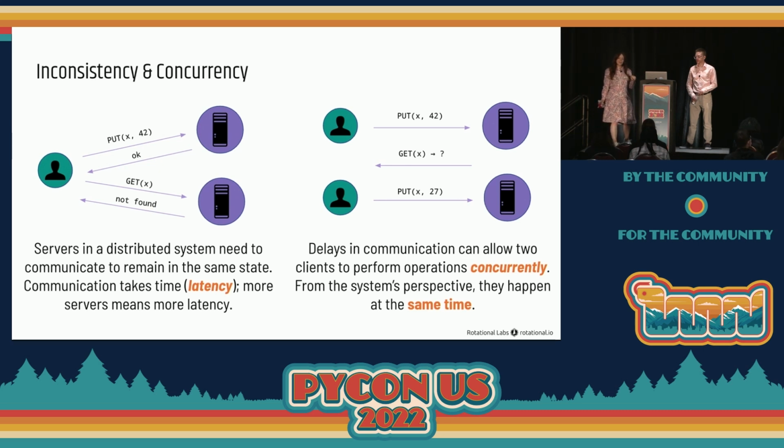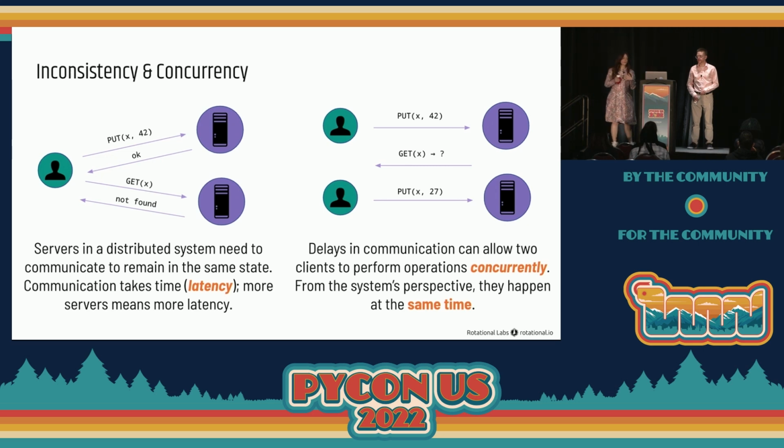So servers in a distributed system need to communicate to stay synchronized. And communication takes time. And the more servers you have that have to communicate together, the more time it's going to take. And that time has a cost, because if there's enough of a delay in communication, we can have the situation where two different clients could try to write different values to the same object in a way that the system can't put into order. So it doesn't know how to put those operations in order anymore. And what we call this is concurrency.